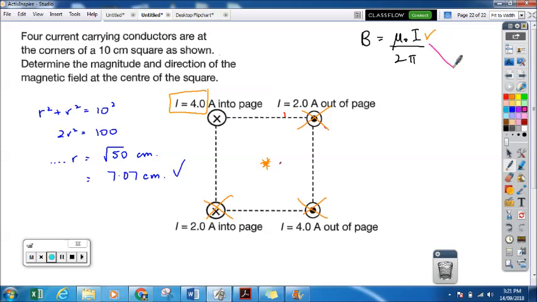So by putting in 4 into that position and putting in root 50, or 0.0707, because it's got to be in meters, not centimeters. Could you now pause the video for a few moments and calculate what is B due to this single conductor up there in the corner?